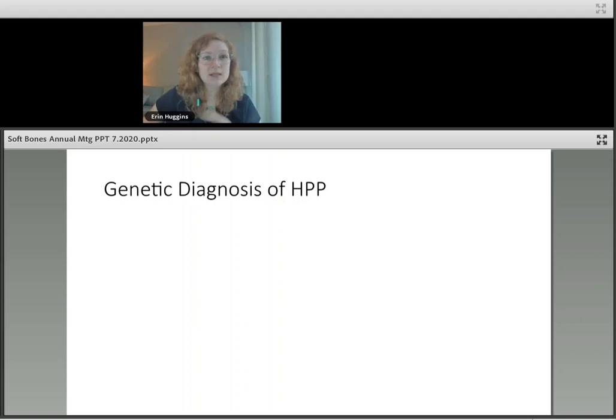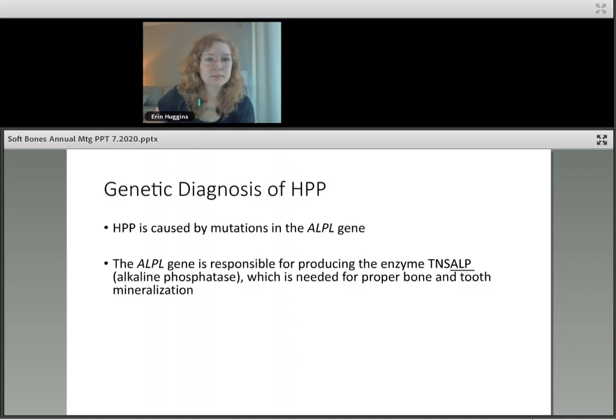So we've talked a lot about the clinical diagnosis of HPP, but what is it when it comes to the genetics? What do we mean when we say genetic testing? We're going to explore that a little bit more. HPP is caused by mutations in a gene called ALPL. You'll see me use that throughout the presentation, and just to make it easier to reference back, anytime you see it italicized, I'm talking about the gene name, the ALPL gene. This gene is responsible for producing the enzyme tissue nonspecific alkaline phosphatase. And similar to Dr. Krishnani, I will use this interchangeably.